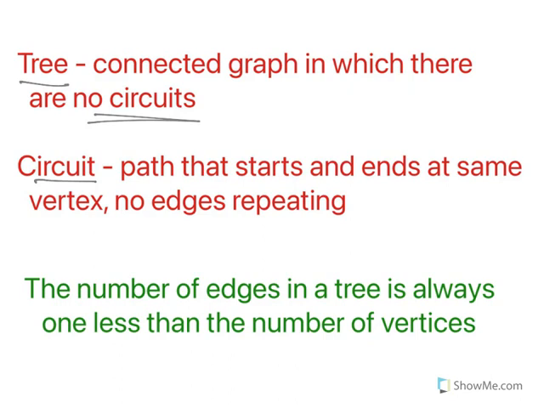Okay, so that makes sense. Now, the number of edges in a tree is always one less than the number of vertices. So if we count the number of vertices, count the number of edges, and make sure there are no circuits, that's how we can tell if we have a tree.